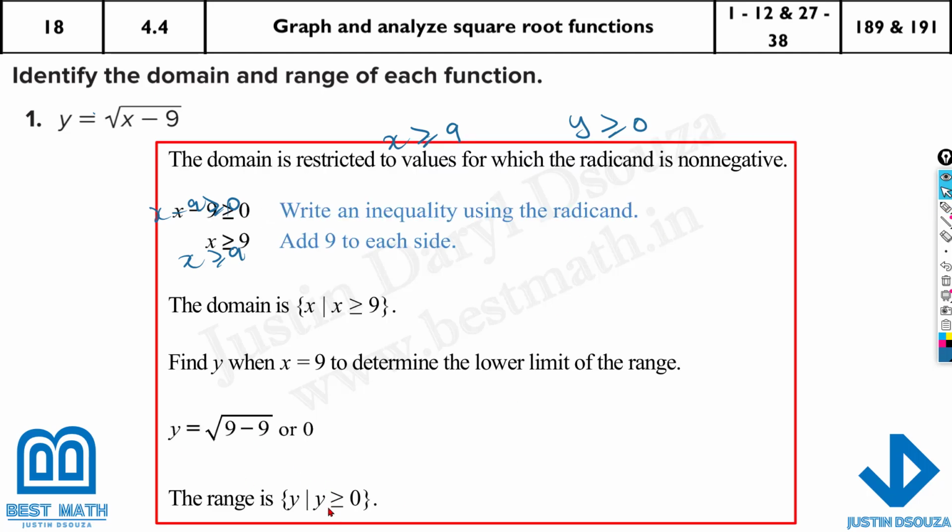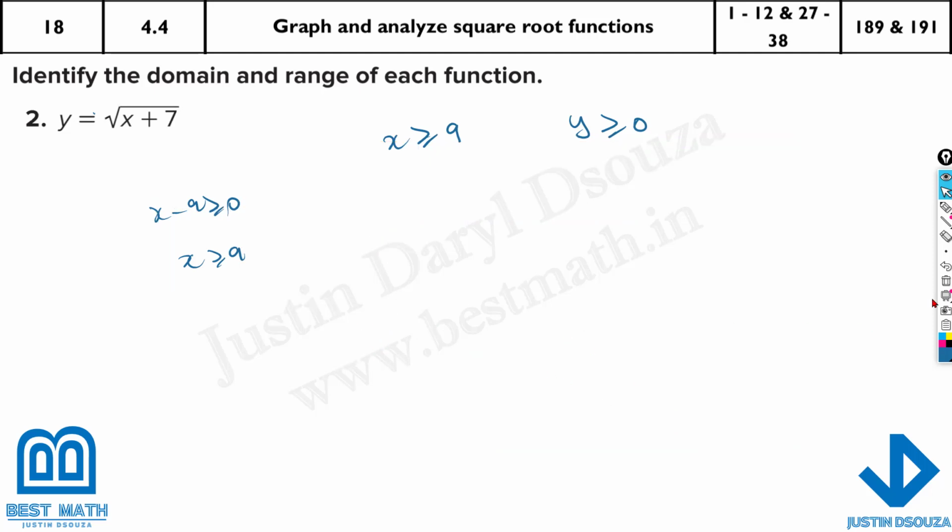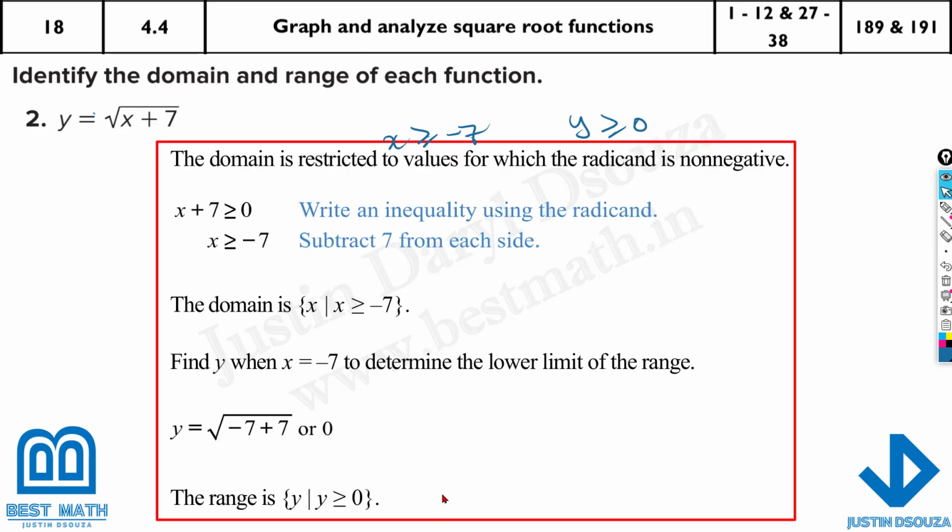So here we go. Nothing is added, so the range is 0, greater than or equal to 0. And the domain is 9. So those are the answers. Now what about this one? Here it is just minus 7. I'll just change this over here. Because we have plus 7, when it goes to the other side, it will become minus 7. And there's no addition of any number, so it is greater than or equal to 0. Those are the answers.